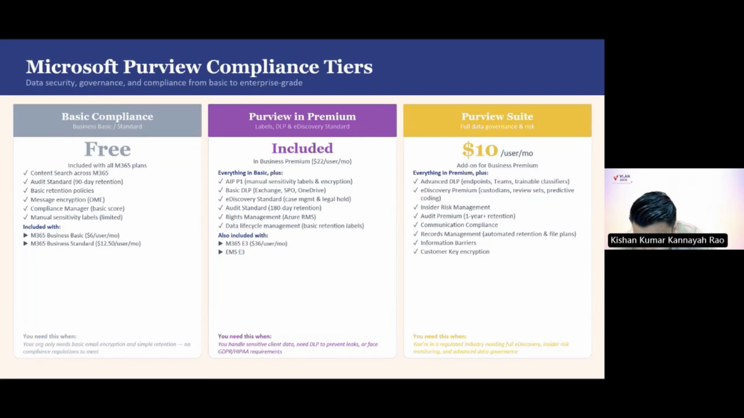Audit Premium. You can see the audit now moves to one year plus retention, so no longer under 180 days. It goes to more than one year, right? So you can keep track of audit logs, or all the changes, whoever is doing anything, for more than one year. And then we have communication compliance and records management, so again automated retention and file planning. And also we have information barriers and customer key encryption.